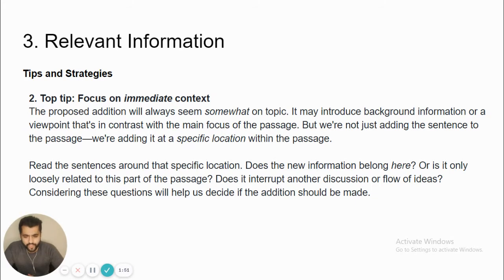Number 2, focus on immediate context. The proposed addition will always seem somewhat on topic. It may introduce background information or a viewpoint that is in contrast with the main focus of the passage. But we're not just adding the sentence to the passage, we're adding it at a specific location within the passage. Read the sentences around that specific location. Does the new information belong here? Is it only loosely related to this part of the passage? Does it interrupt another discussion or flow of ideas? Considering these questions will help us decide if the addition should be made or not.